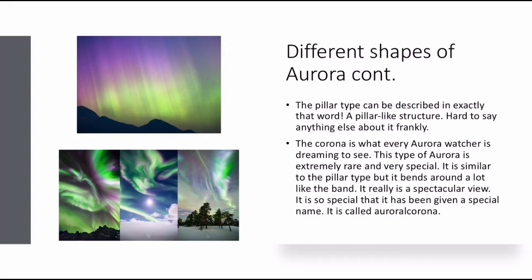And now the corona is what every aurora watcher is dreaming to see. Unlike with the coronavirus, nobody wants to see that. This type of aurora is extremely rare and very special. It is similar to the pillar type, but it bends around a lot, just like the band. It really is a spectacular view. You can see the picture on the bottom left. It looks great. And in fact, it's so special that it's been given a particular name. It's called Aurora Corona. Nice.